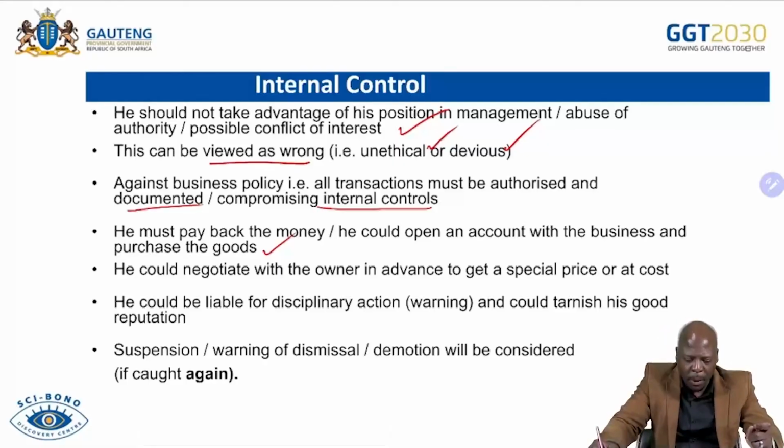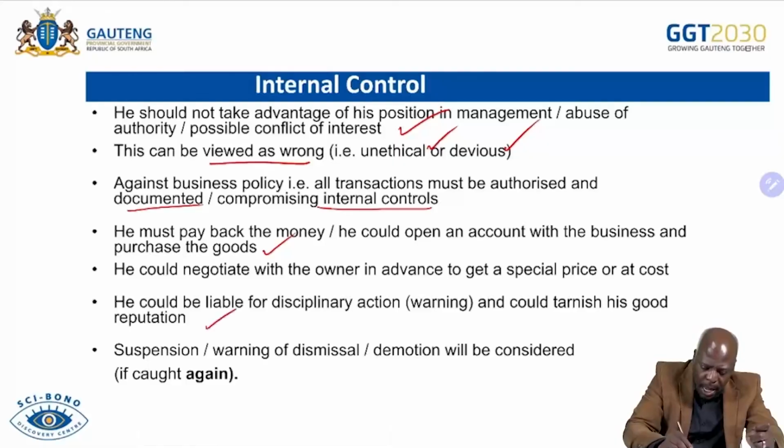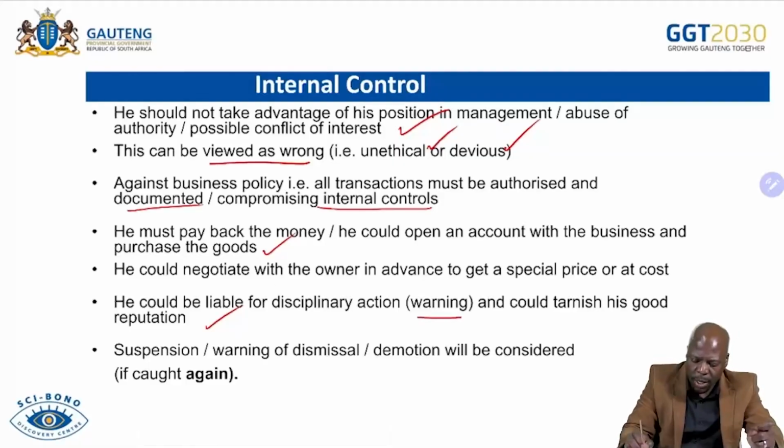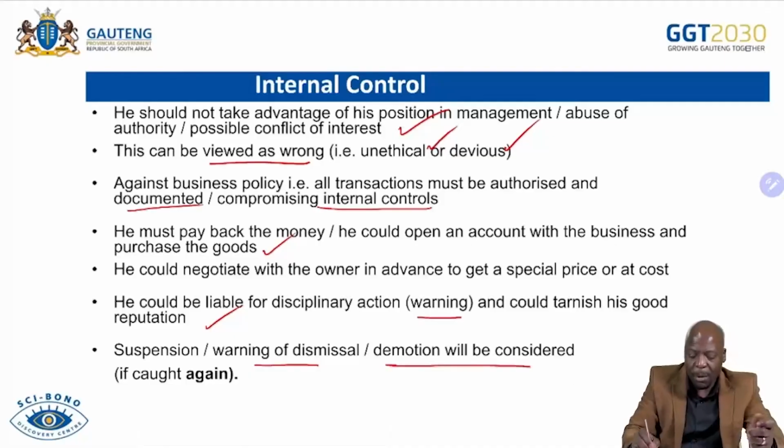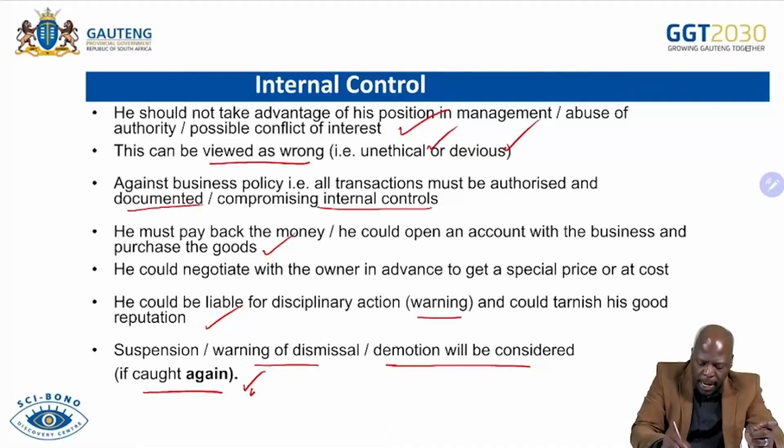And it is also important to note that he could be liable for disciplinary action. That is, he might get a warning and could tarnish his good reputation. He is regarded as a valued employee, remember. And then he might be suspended, or he might receive a warning for dismissal, or he can be considered for demotion. Remember, he's the purchasing manager, if this is repeated again.